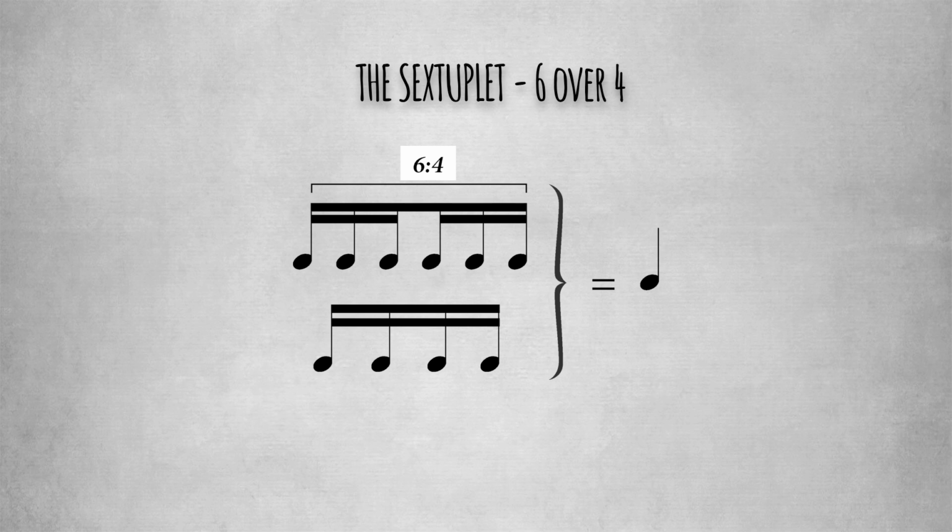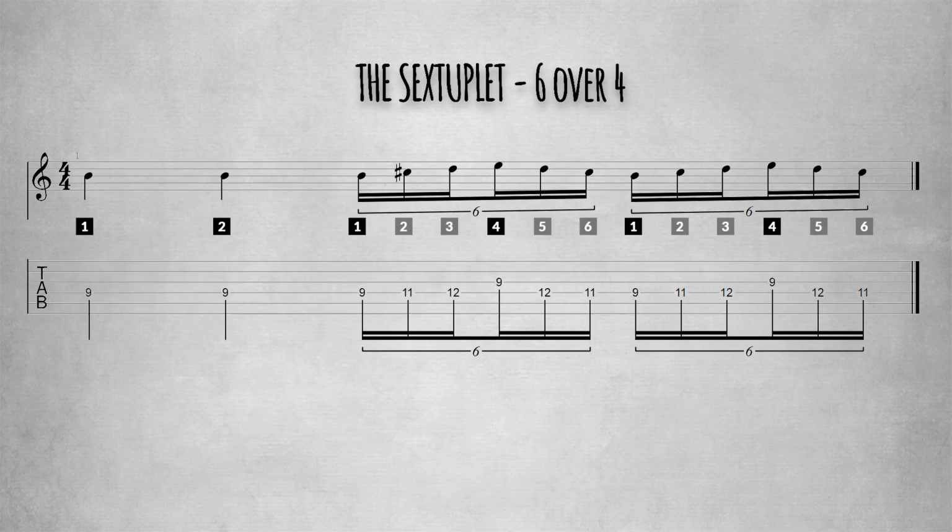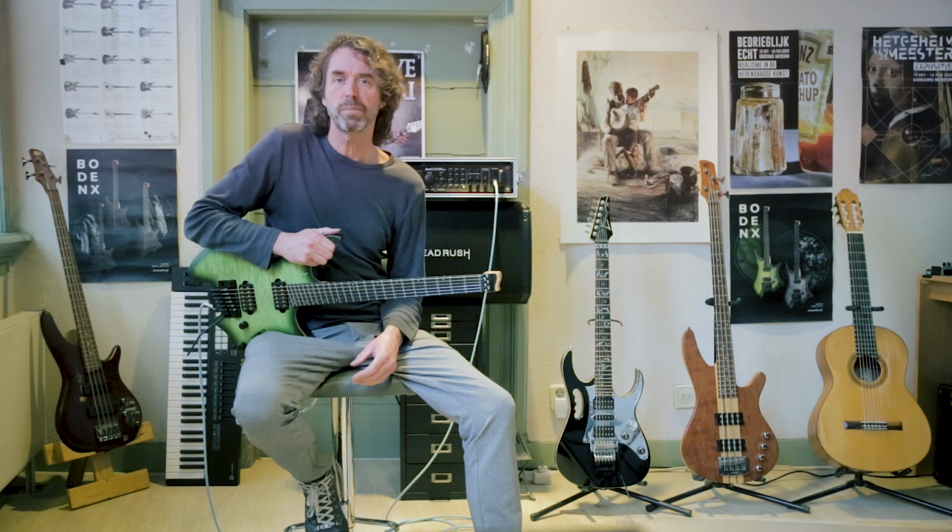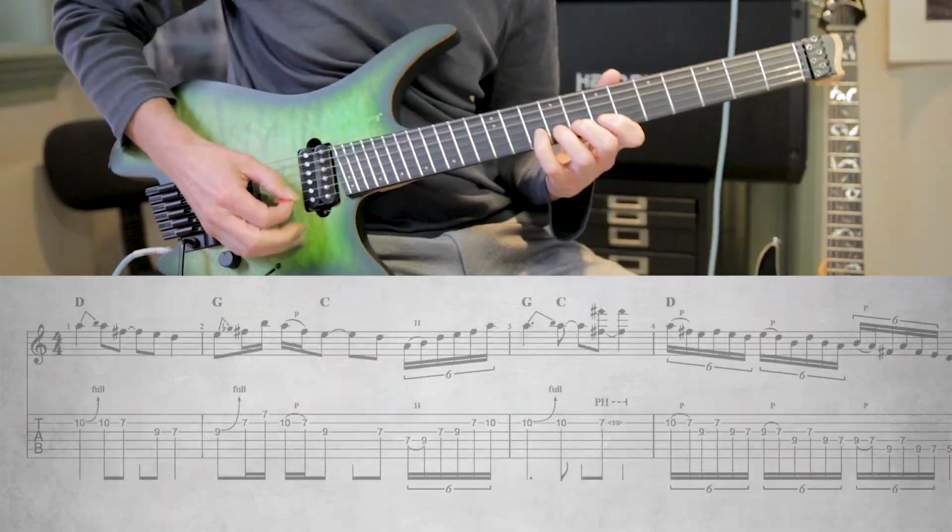So when we count sextuplets, we have a number of options. Let me demonstrate a few. 1 2, 1 2 3 4 5 6, 1 2 3 4 5 6, 1 2, 1 and the 2 and the 1 and the 2 and the 1. So here's an improvisation with sextuplets.